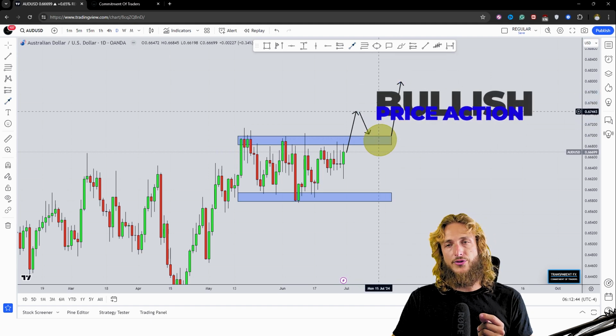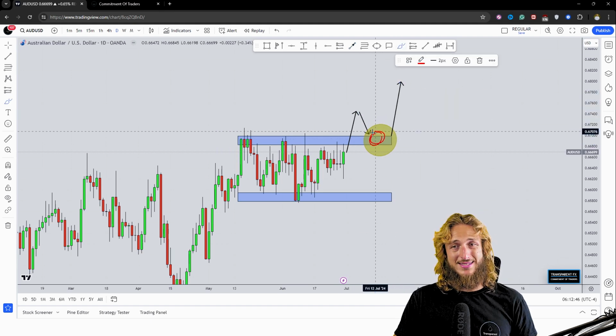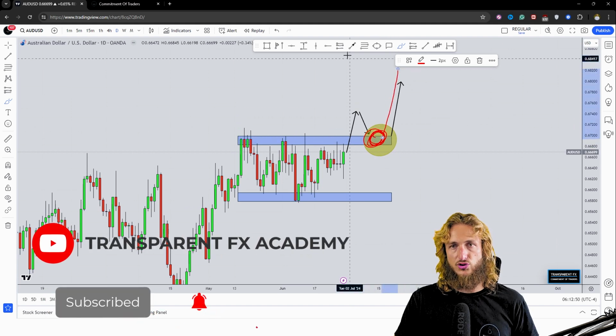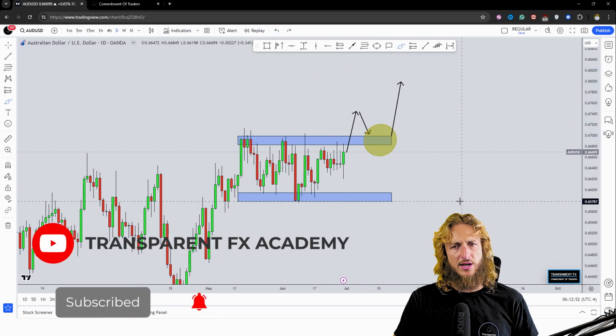So after the break, on the retest, if we start to see institutional longing inside of this zone, that would increase the probabilities of a potential rejection to the upside away from this area.